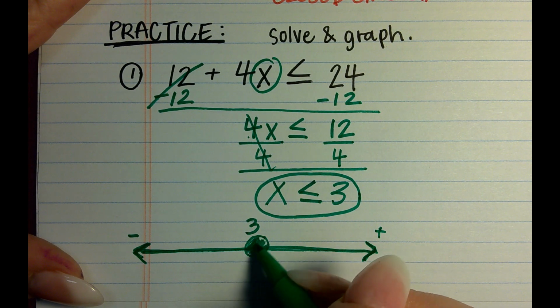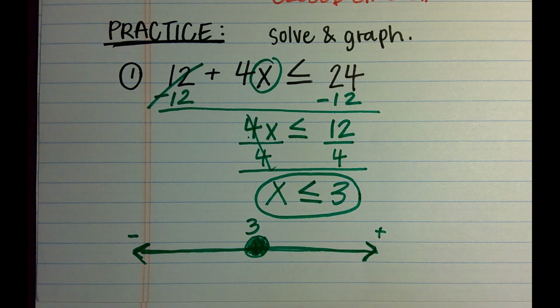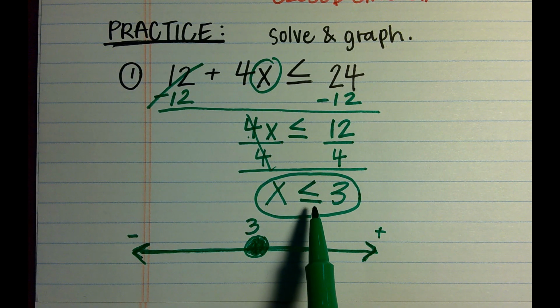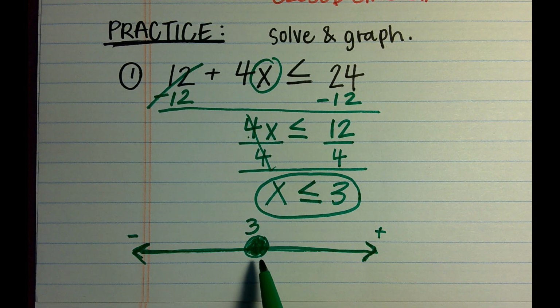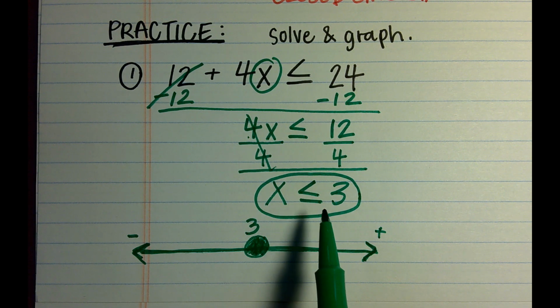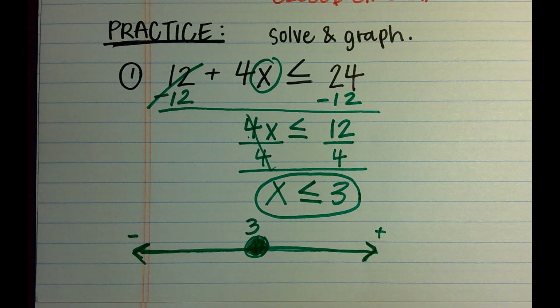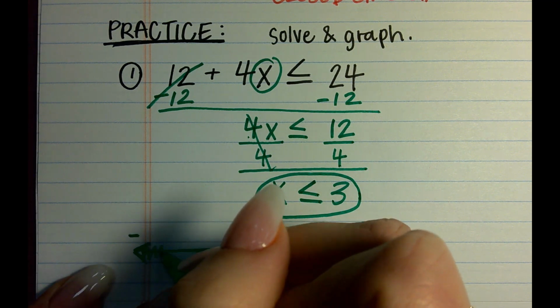Why is it a closed circle and not an open circle? Because it's less than or equal to. If it's just less than, we would keep that circle open, but since it could be equal to, we shade our circle and we close it. Now, do I shade to the right or to the left? To the left. Good.